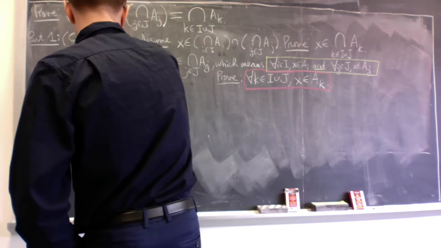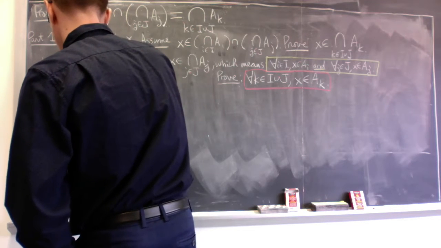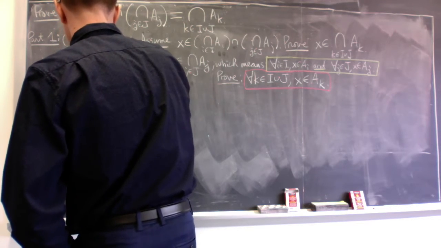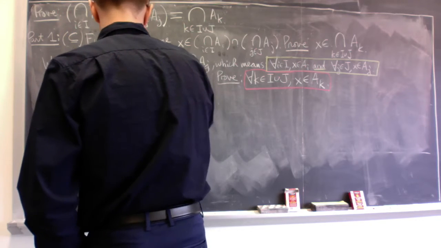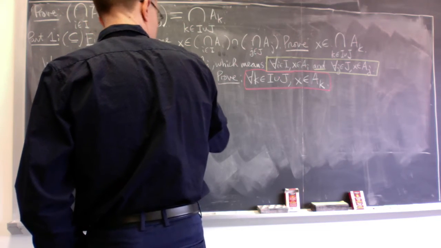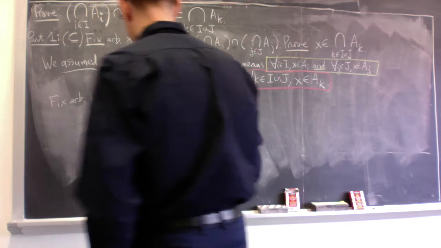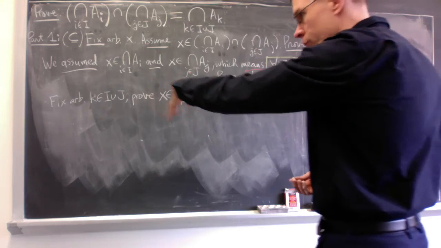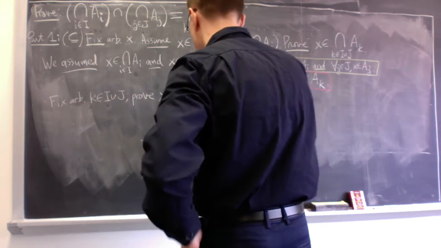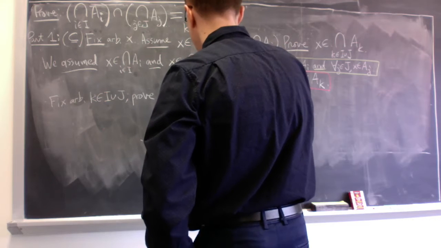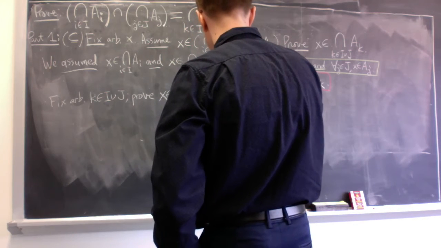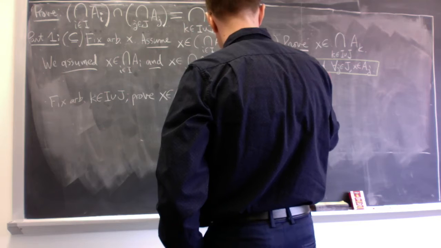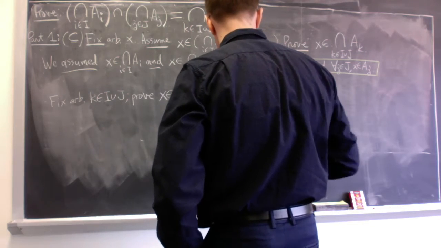So fix, we're proving a universal, right? So fix an arbitrary k in I union J. And we have to prove x is a member of AK. And when you fix the arbitrary object in the universe, the fact that it's in the universe is part of the assumption. You're not just fixing anything, you're fixing something in here. So we know, by definition of ordinary union, k is in I or k is in J.